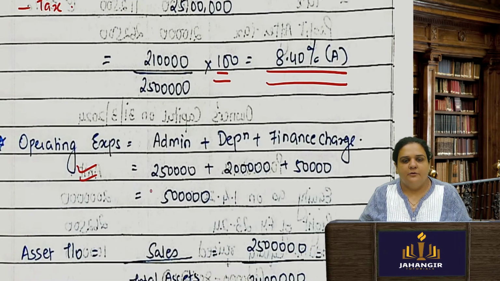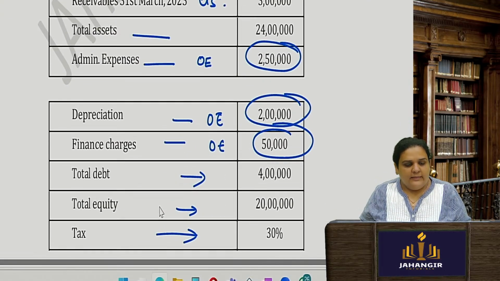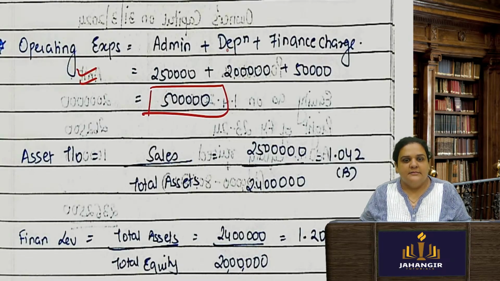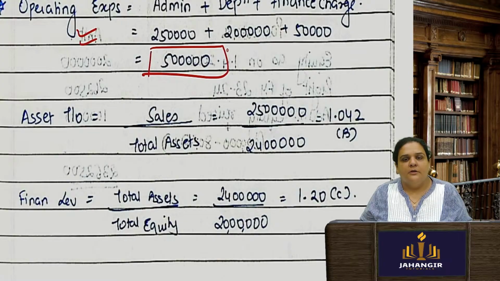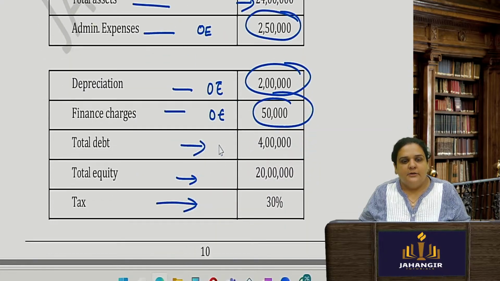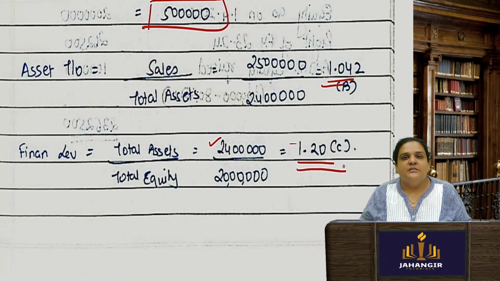Operating expense I have given over here. Asset turnover means sales upon total assets. Tell me, total assets they have given me, yes, 24 lakhs. Sales 25 lakhs. So 25 lakhs upon 24 lakhs, 1.042. That is B. Financial leverage is nothing but your total assets upon your total equity. Total assets are 24 lakhs, total equity again given over here. So your financial leverage is 1.20.